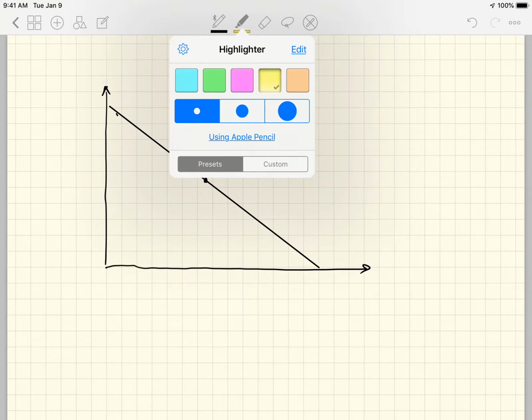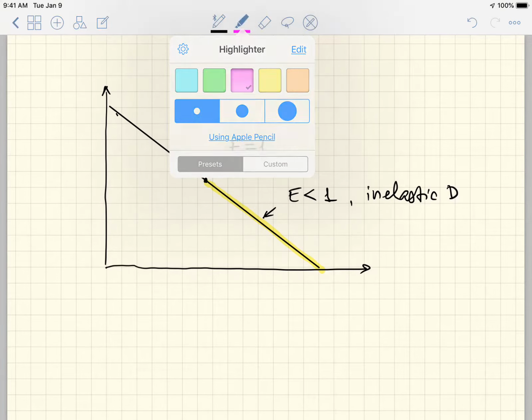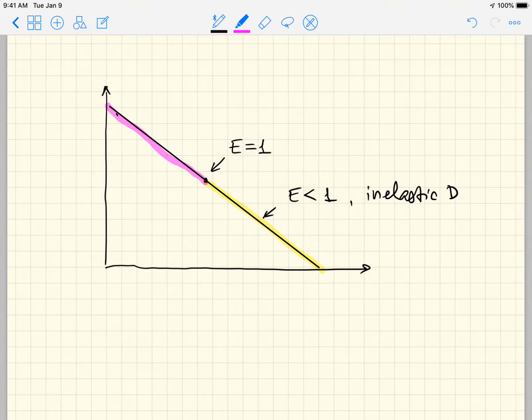The lower half of the demand curve is the area of inelastic demand. So here elasticity is smaller than 1, and this is what we call inelastic demand. The upper half of any linear demand curve is the area of elastic demand. So at any point here, elasticity is larger than 1, and therefore we call it the area of elastic demand.